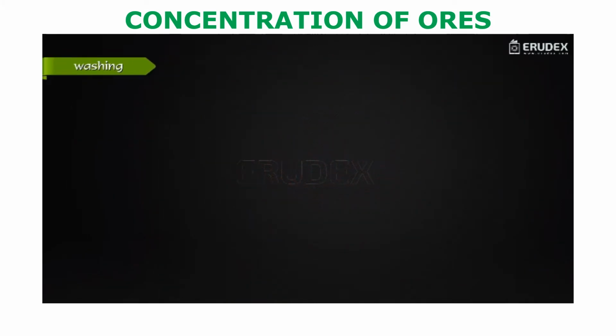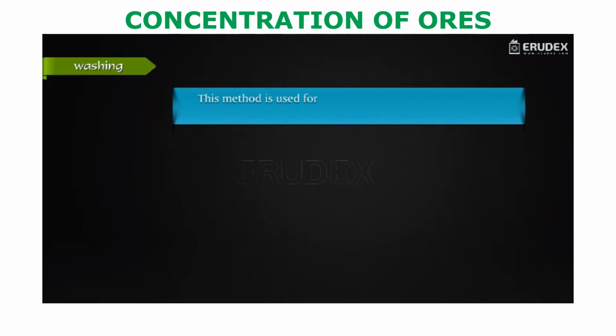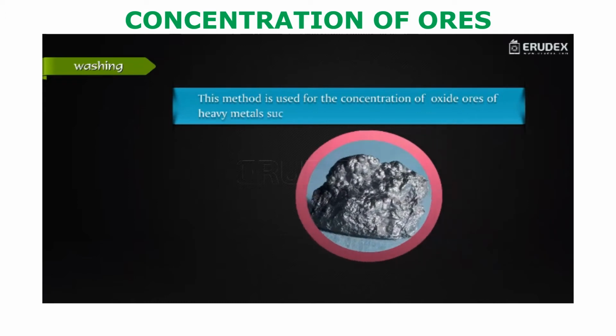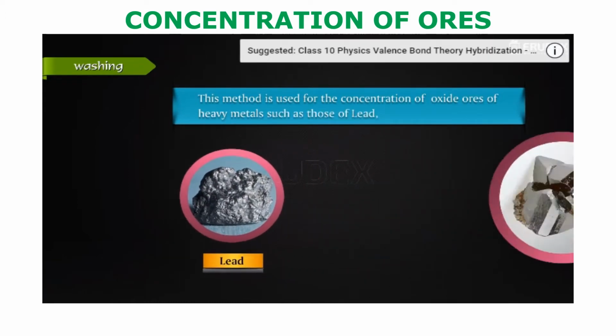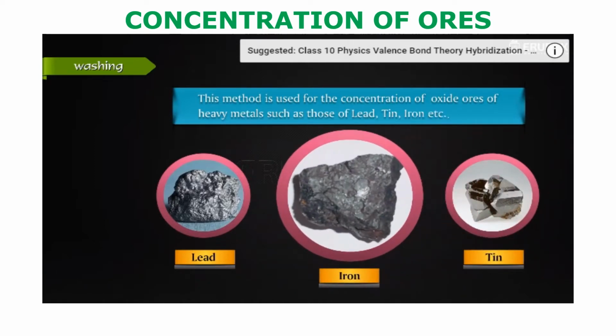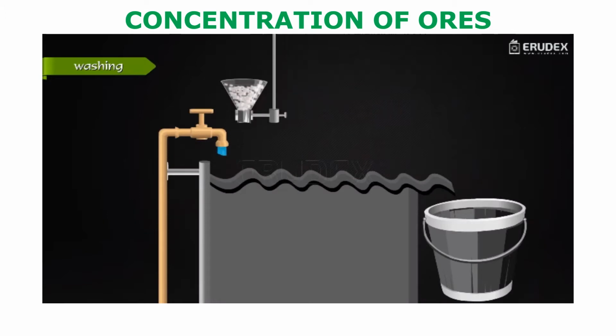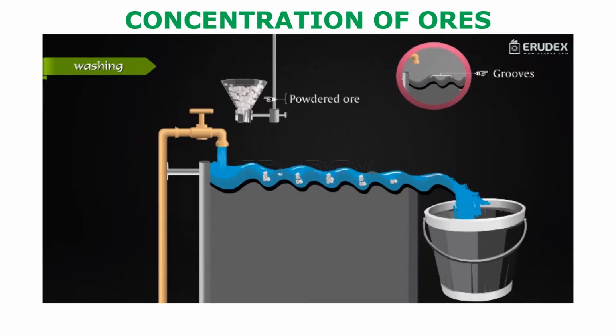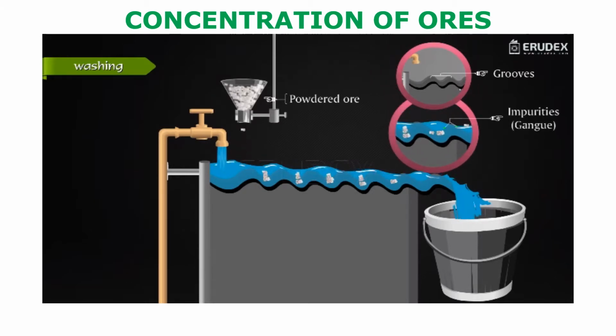Washing. This method is used for the concentration of oxide ores of heavy metals such as those of lead, tin, iron, etc. The powdered ore is spread on special types of tables having grooves on the top. A stream of water is thrown from one side of the table. The gangue particles, being lighter, are washed away with the stream of water, leaving behind the heavy ore particles.